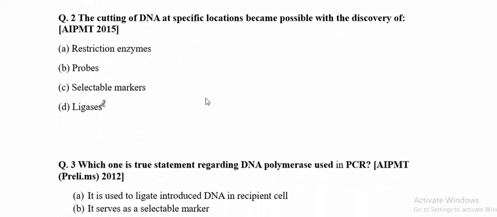Then question number 2. The cutting of DNA at specific locations became possible with the discovery of. Options were given: restriction enzymes, probes, selectable markers, ligases. So the cutting of DNA is actually done by restriction enzymes. So option A is the correct answer. I will show you how the cutting is done.